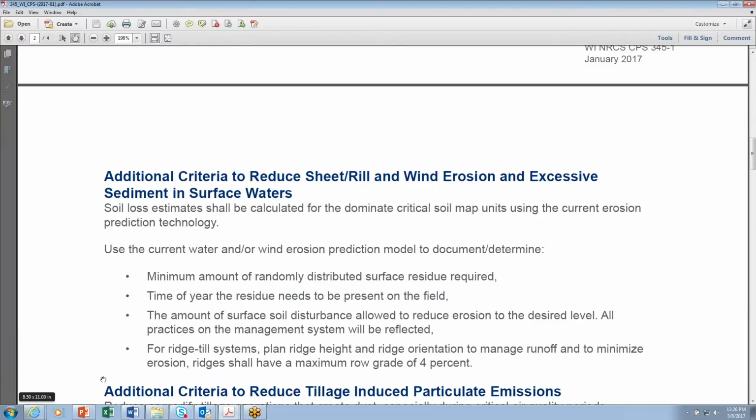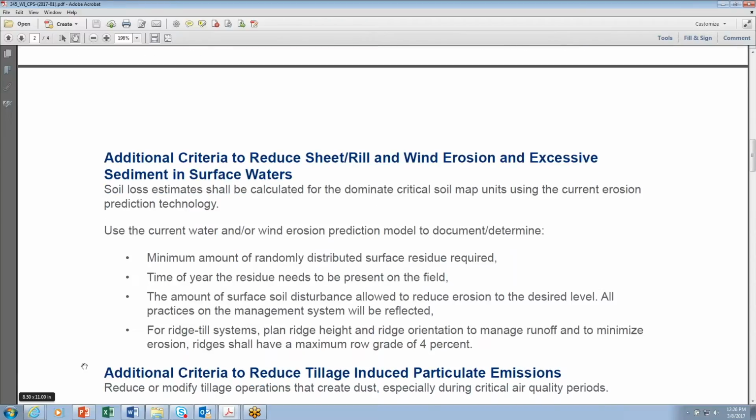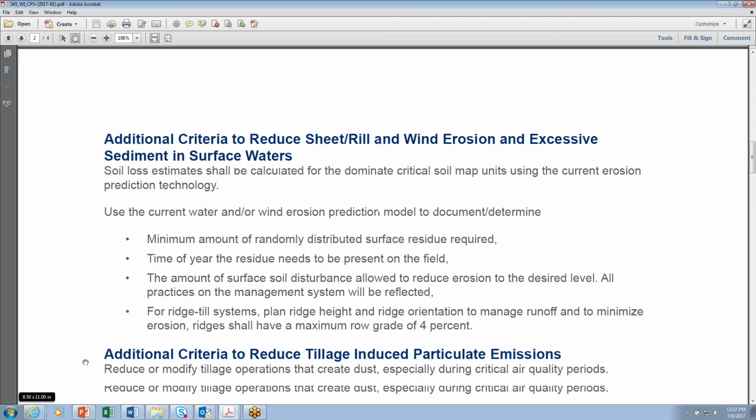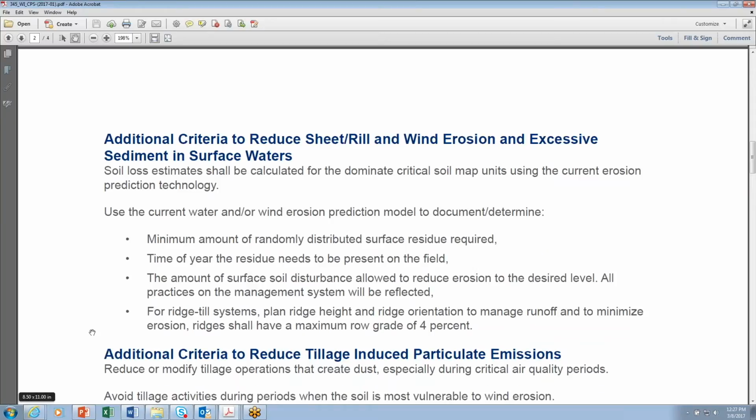Some of the other things that we need to pay attention to in this standard: it also needs to have a soil conditioning index above 0. We'll talk about that in a minute, but that's probably going to be your limiting factor before you can even get to that 80 stir value. That SCI is going to catch you, so we've got to pay attention to that. We're looking at the dominant critical soil unit when we're defining this practice standard. The time of year that the residue is needed has to be there in the spring of the year.